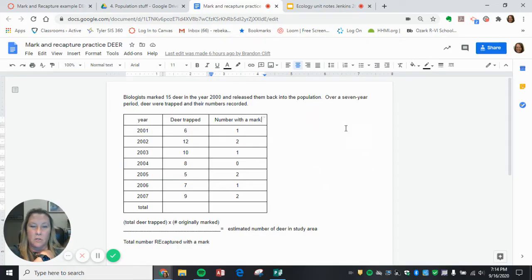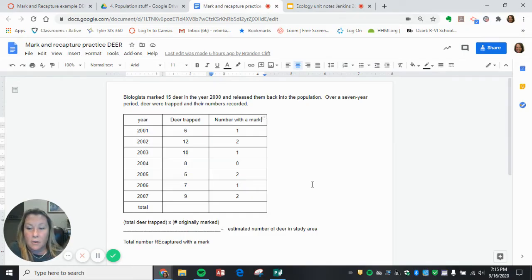We wrote in big letters over here, mark and recapture, just so we would know what we were doing, because there's no title for this activity. It says biologists marked 15 deer in the year 2000 and released them back into the population. Over a 7-year period, deer were trapped and their numbers recorded. So they originally marked 15 deer, and then they came back and trapped different numbers in different years, and then recorded the ones that had the original mark, one of the 15, out of the number that were trapped each year. The point is to be able to do this problem.